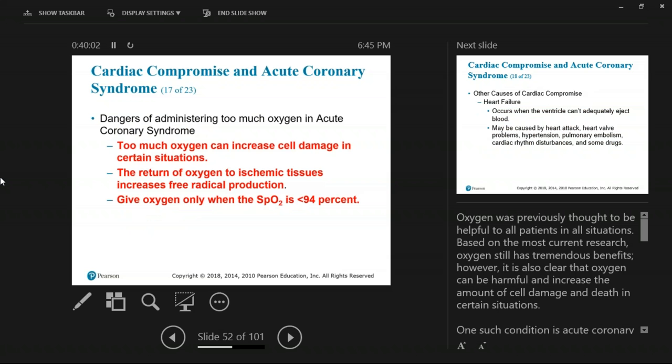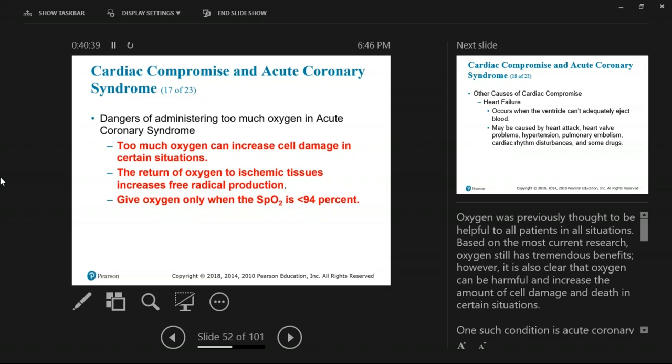So again, why are they keeping you from giving oxygen on this patient we just discussed? He has a 99 for an SpO2, so he has plenty of oxygen. If you put oxygen on him, you're going to hurt him. He'll get too much oxygen, which in turn releases free radical production, and these free radicals make your mortality rate skyrocket.